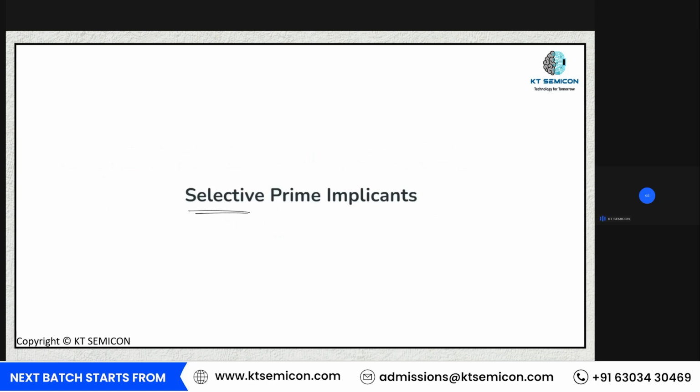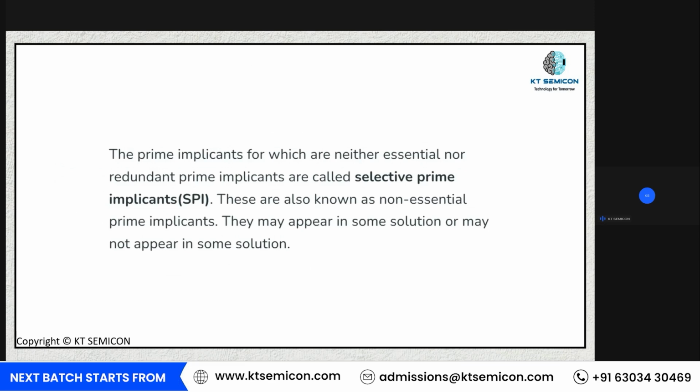Now, coming to selective prime implicants. What do I mean by selective prime implicants? The implicants which are neither essential nor redundant are known as selective prime implicants. They are also known as non-essential prime implicants, and they may appear in some solutions or may not appear in other solutions. What do I mean by this?